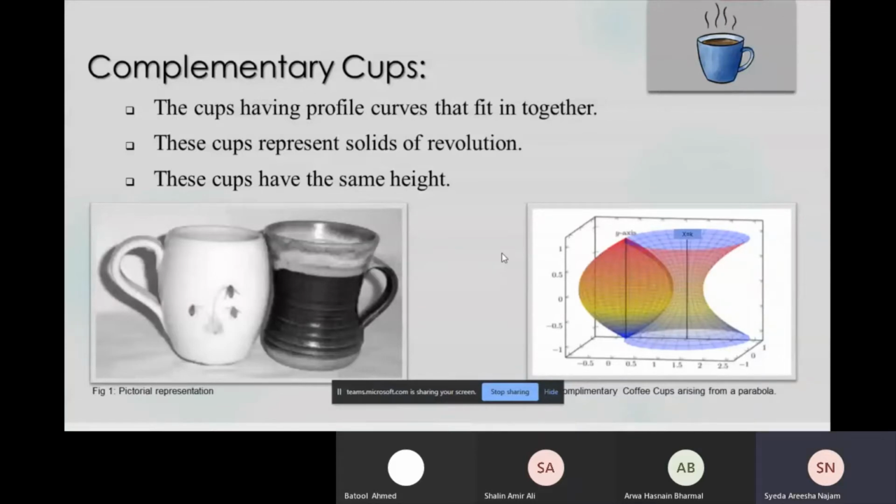Also, the 3D graphical representation on the right side shows that the complementary coffee cups arise from a parabola and are made up of multiple parabolas. In the context of the case shown in these pictures, we see that the cups represent surfaces of revolution, and the coffee within these cups can be taken as a volume of revolution.